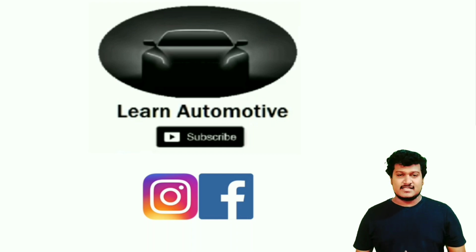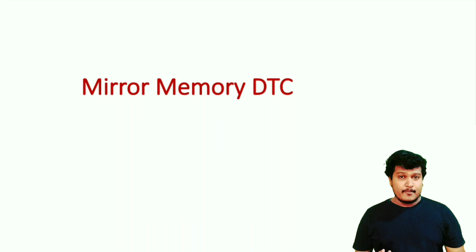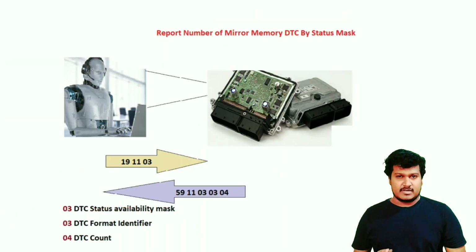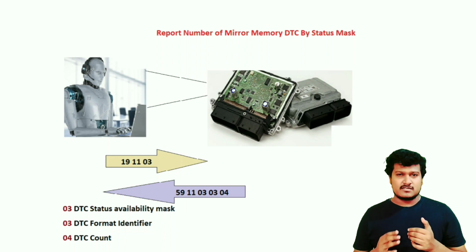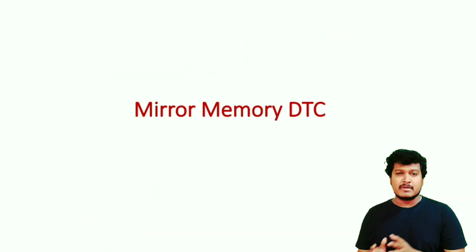In this video, I am going to explain the two subfunctions of the read DTC information service 19. Yes, it's a continuation of the previous videos. So the two subfunctions are report the number of mirror memory DTC by status mask and report mirror memory DTC by status mask. Before entering into the request and response part, we'll explain what exactly the mirror memory DTC is.